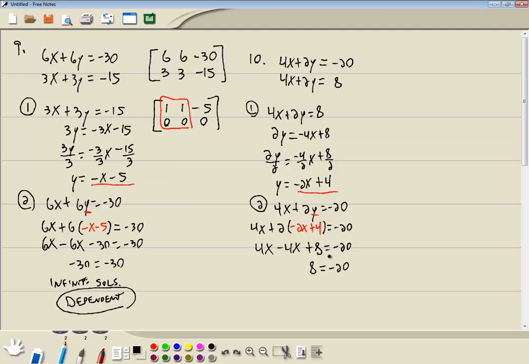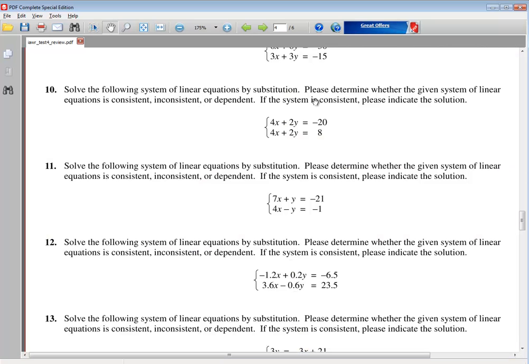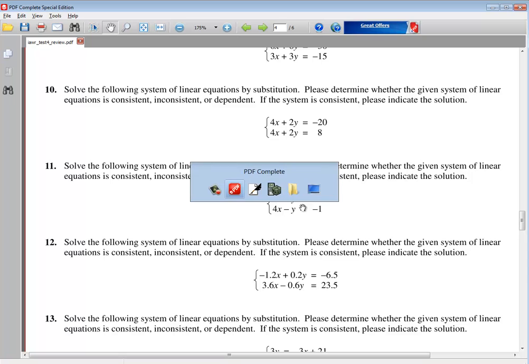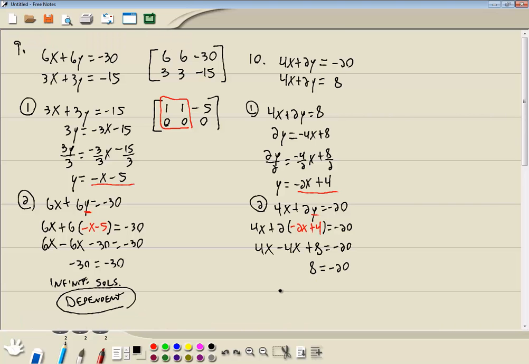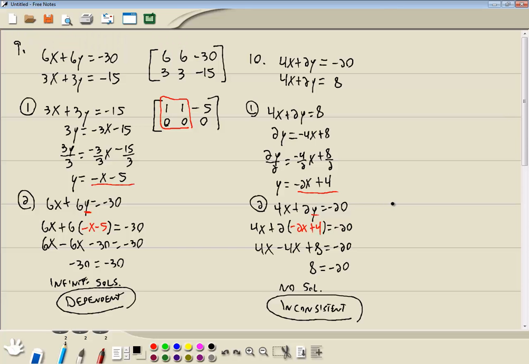Got a problem again. Our x's and y's disappeared, and all we got is numbers. And specifically, we got something that can't be true. 8 is equal to negative 20. Now this is our inconsistent case. This means no solution. But they're asking whether it's inconsistent or not. So we say no solution, inconsistent. So make sure I spell it right. Okay, that looks right.